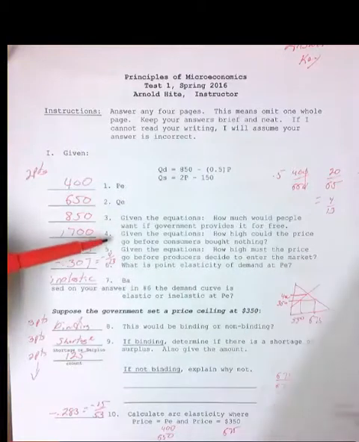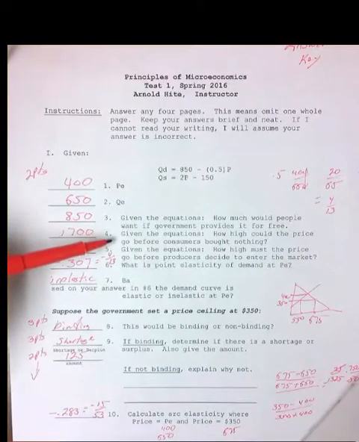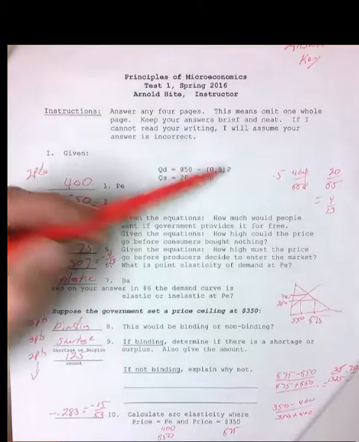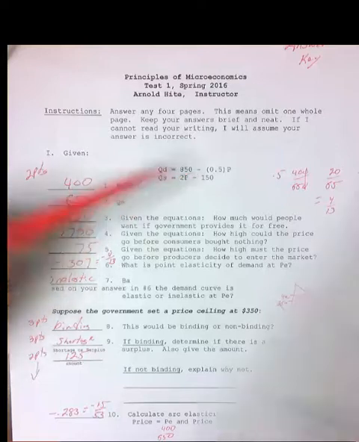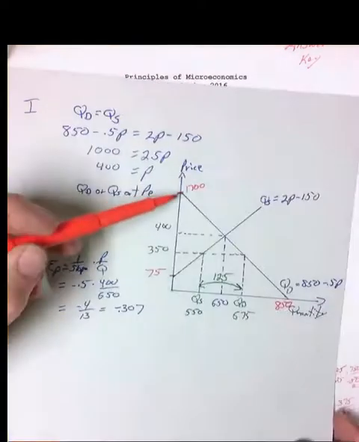Then it asks, given the equations, how high could the price go before consumers bought nothing? Again, this comes from the demand curve, and we're looking for a price now where consumers buy nothing. So setting this equal to 0 and solving for P, you find this number right here, 1700. That's the highest price, and then finally, consumers buy nothing.